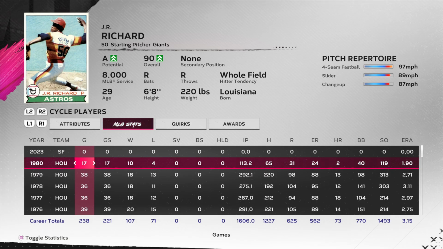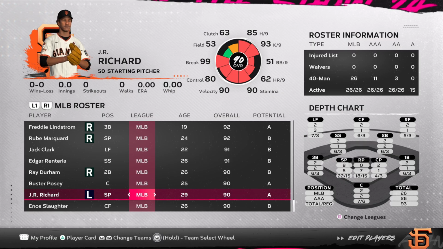I didn't want to leave a J.R. Richard out of it. I actually like him as a ball player. So I was able to fit him in the Giants, and if I'm not mistaken, I believe he's one of the long relievers of the Giants. So you'll see that as well.